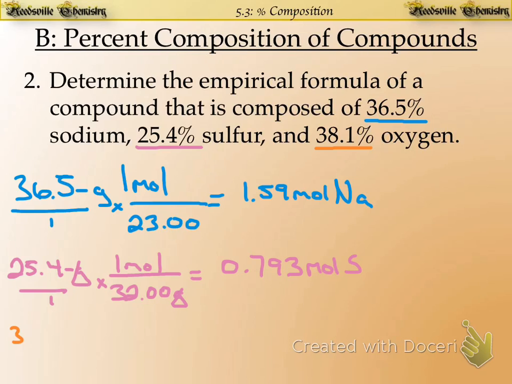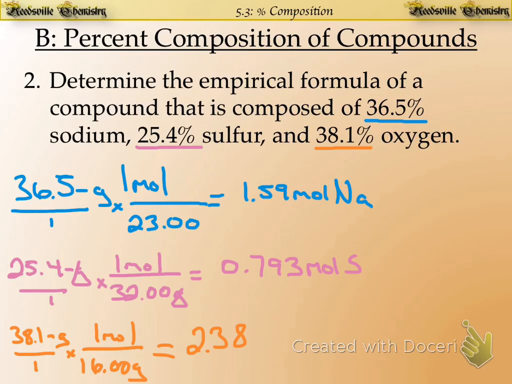One more time, we'll have to do it for oxygen. So we've got 38.1 grams, and 1 mole of oxygen has a mass of 16.00 grams. So again, 38.1 divided by 16, and we're going to get about 2.38 or so when we do that.